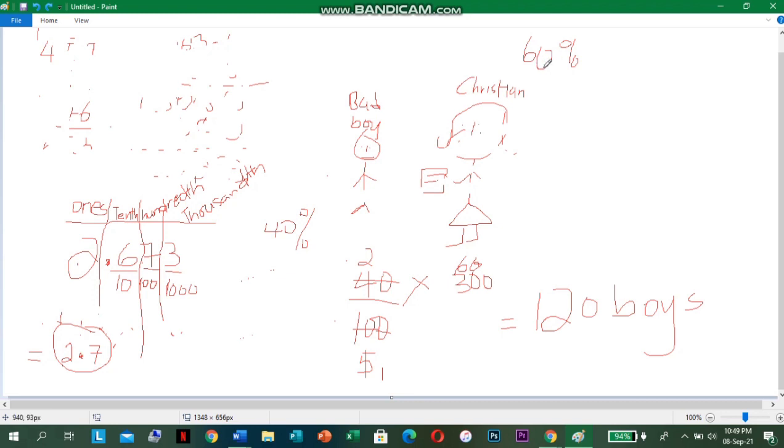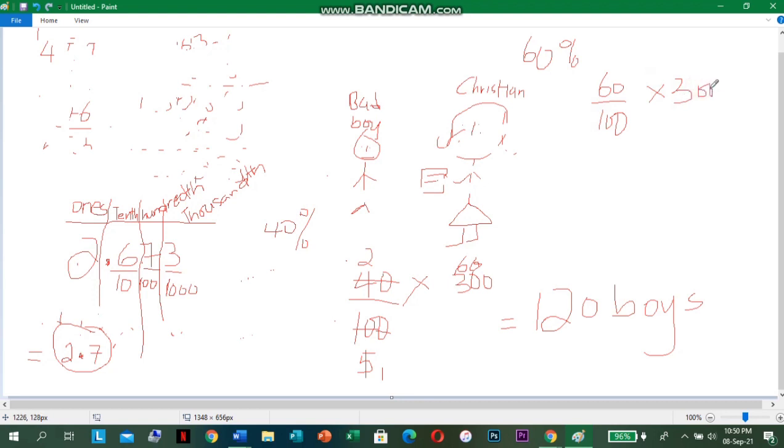So 60 percent are girls, right? Remember, this means 60 over 100, because percentage is out of 100. This sign means out of 100. So 60 divided by 100 times the 300 students.